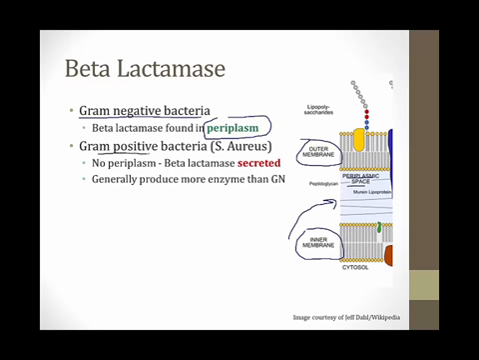For gram-positive bacteria that produce beta-lactamase enzymes like Staph aureus, there is no periplasm, therefore the enzyme must be secreted into the extracellular space. For this reason, gram-positive bacteria that produce beta-lactamase enzymes generally produce more of the enzyme than gram-negative bugs because they must secrete it into the extracellular space.